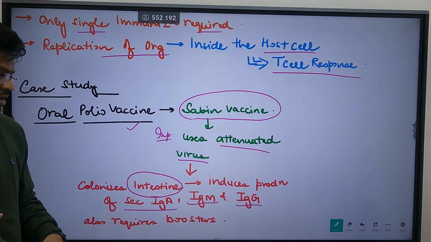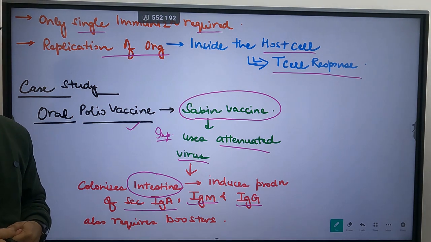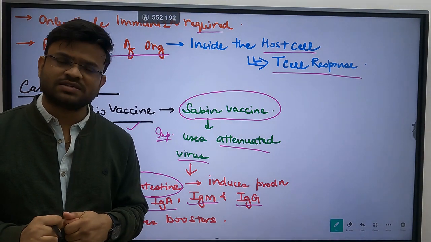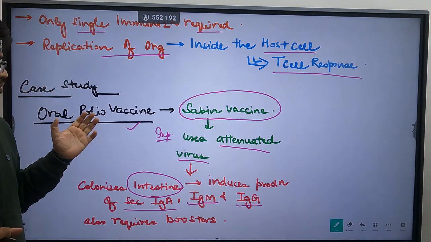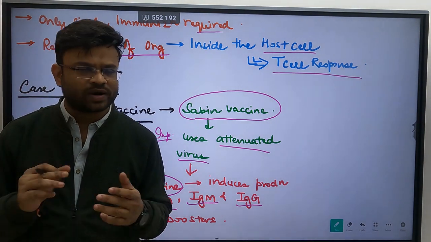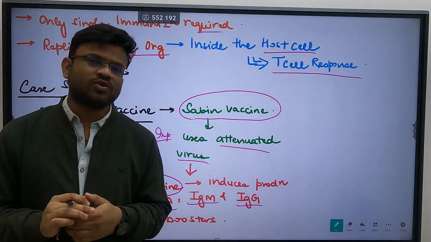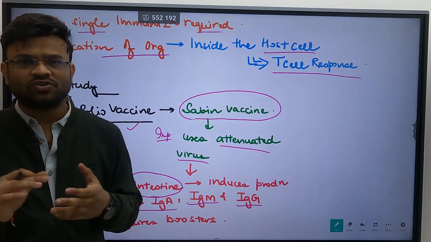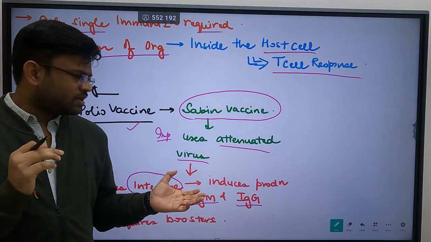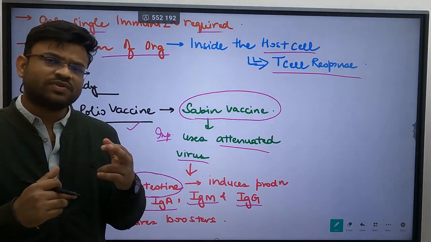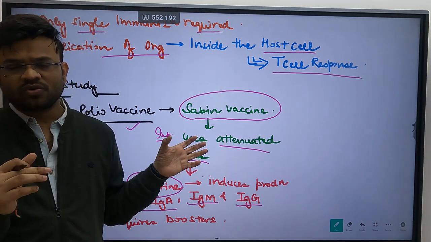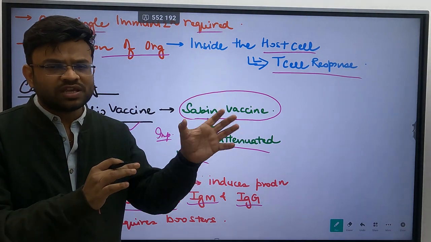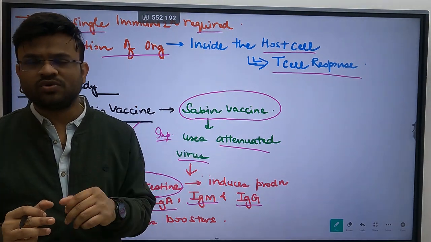It also requires boosters. Now you would ask me that you were just saying only a single shot of live attenuated vaccines is required, and now you are saying that oral polio vaccine requires multiple shots. Why? Because in India there are three variants of the virus that causes polio. So this oral polio vaccine is given thrice in India, because there are three variants that cause polio in India.